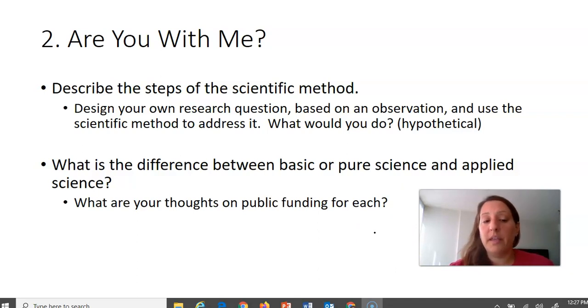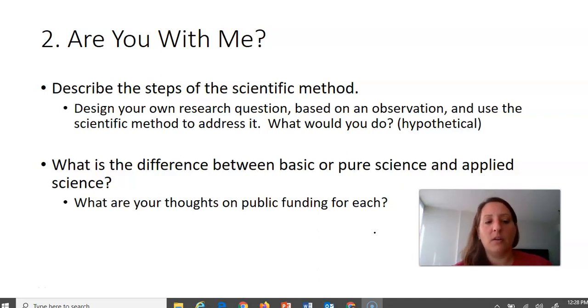And then the next part's kind of cool. I want you to think about and design your own research question based on an observation, and you're going to use the scientific method to address it. What would you do, hypothetically? Make up some data that you've gathered. Either accept or reject your initial hypothesis. Again, this is just hypothetical, so it could really be anything that you're interested in. So go ahead and just give that a shot.